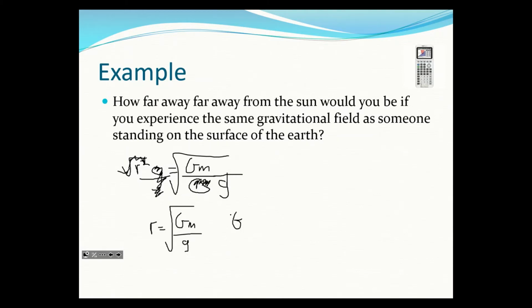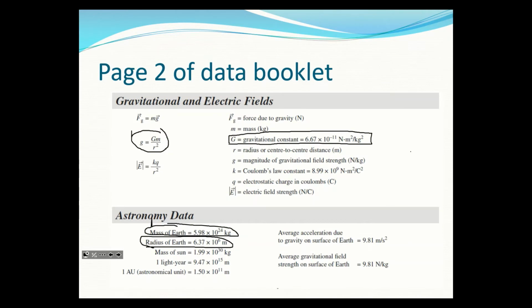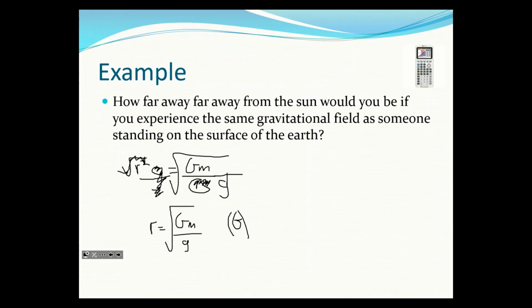G is going to be the same, that's 6.67 times 10 to the negative 11. And for the sun, we need to know the mass of our sun. So if we take a look here, oh, look at that. It's got the mass of the sun in our data booklet. So 1.99 times 10 to the 30.